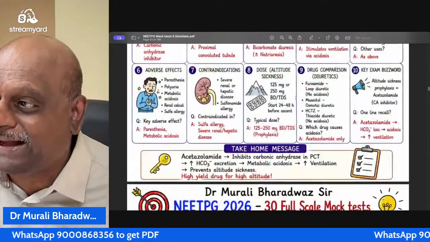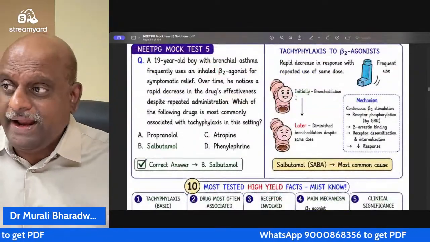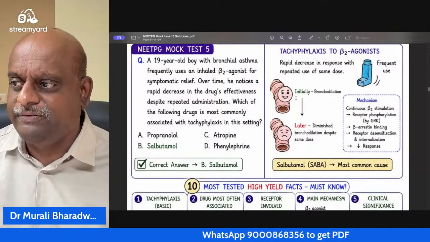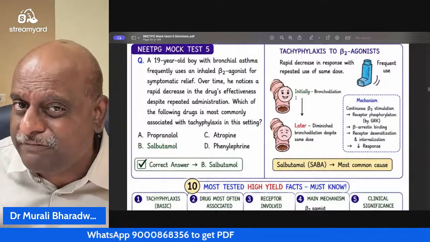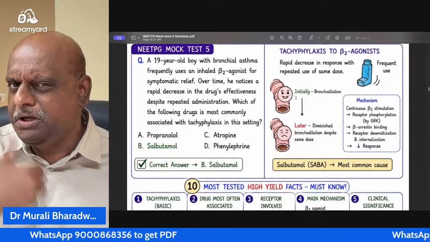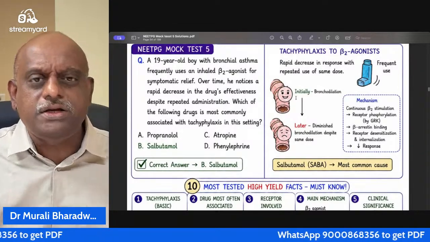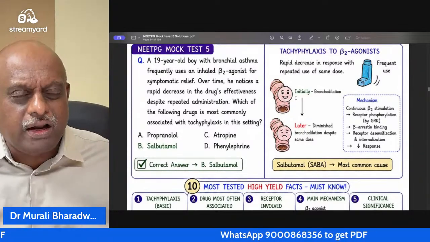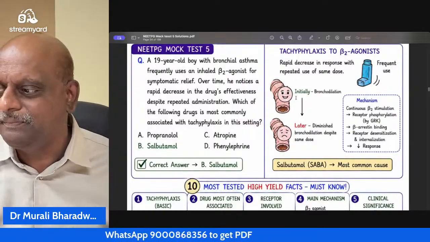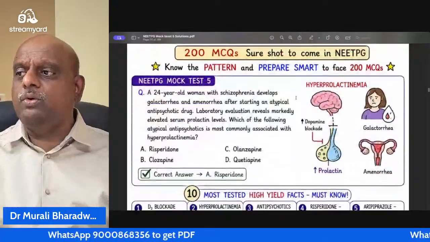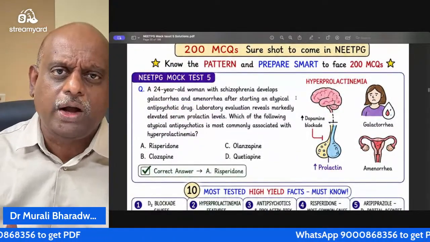A 19-year-old with bronchial asthma frequently uses inhaled beta-2 agonists for symptomatic relief. So salbutamol-like drugs, they develop tachyphylaxis. Patients regularly take salbutamol. If you regularly take, it is like you lose sensation about giving a kiss if you are constantly kissing. So you need to give breaks. So also salbutamol.